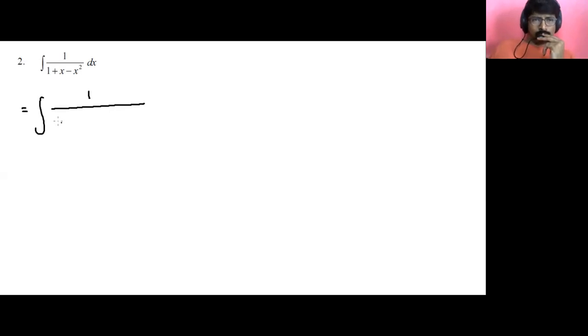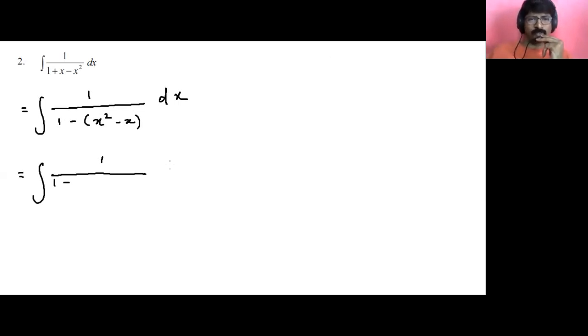Now, how to do this? Look at this. Now, one is a constant over here. Now what we are doing is taking the minus sign common here, so this will become x square minus x, dx. I hope you students understood this. Okay. Now what will happen? This will become integration of 1 minus, I'm leaving some space over here, something, and everything is in the denominator.